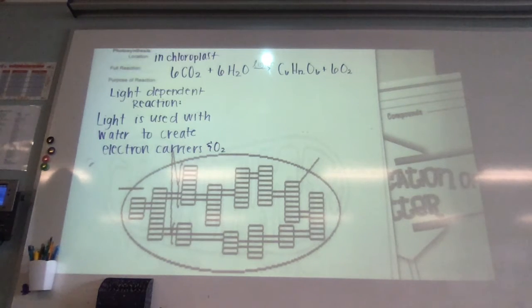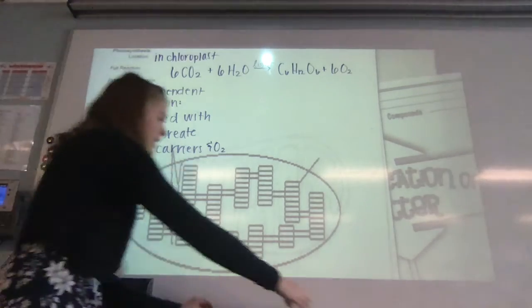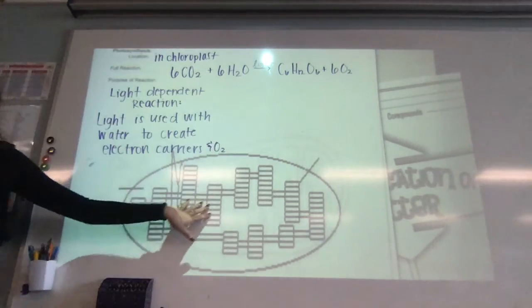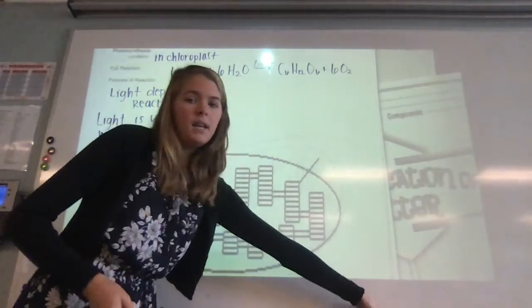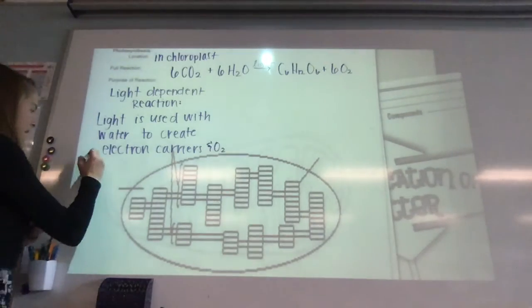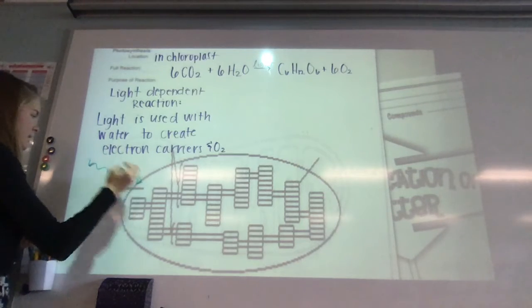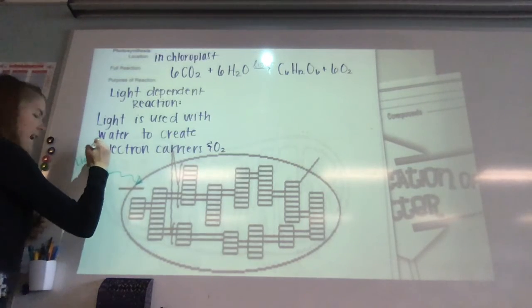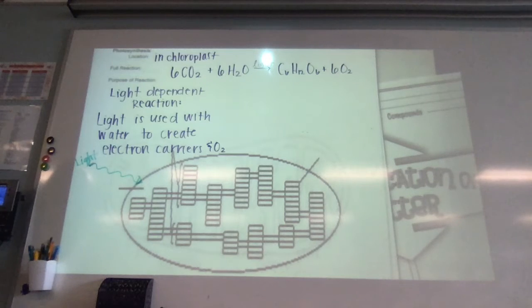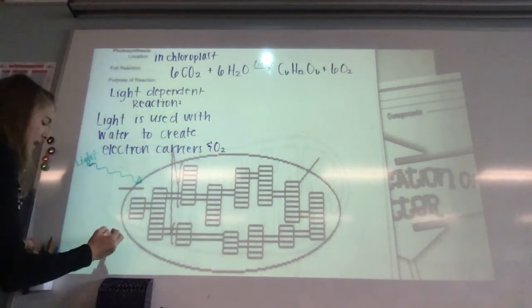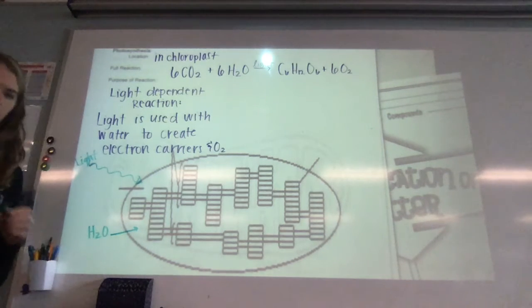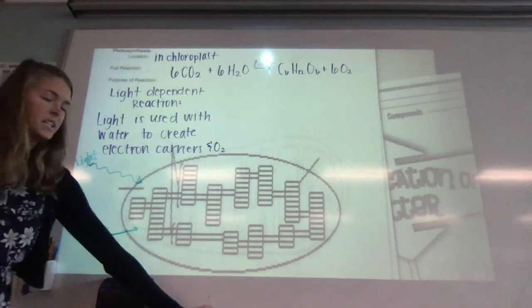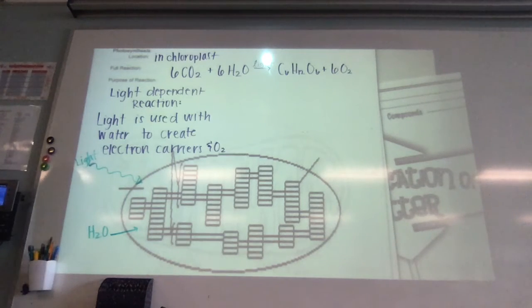I have this picture down here, and this is, of course, a chloroplast. Light is coming in and entering our chloroplast. We also have water entering our chloroplast, because plants take in water through their roots and their stems.